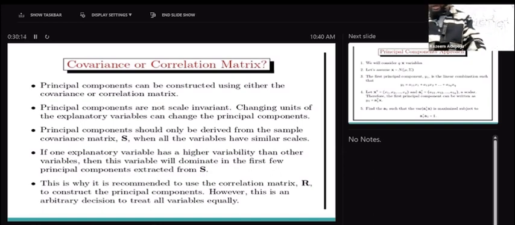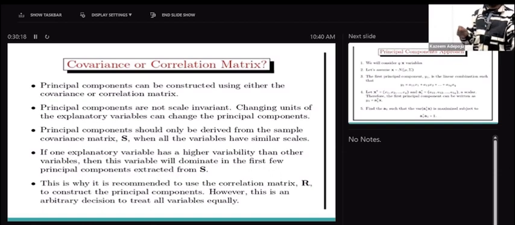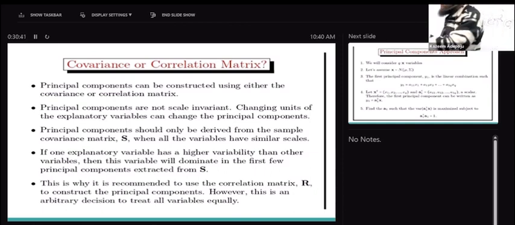This is why it is recommended to be on the safer side. If you want to construct principal component analysis, use the correlation matrix to be on the safer side. Okay. If you can see the last paragraph, this is why it is recommended to use the correlation matrix R to construct the principal components.